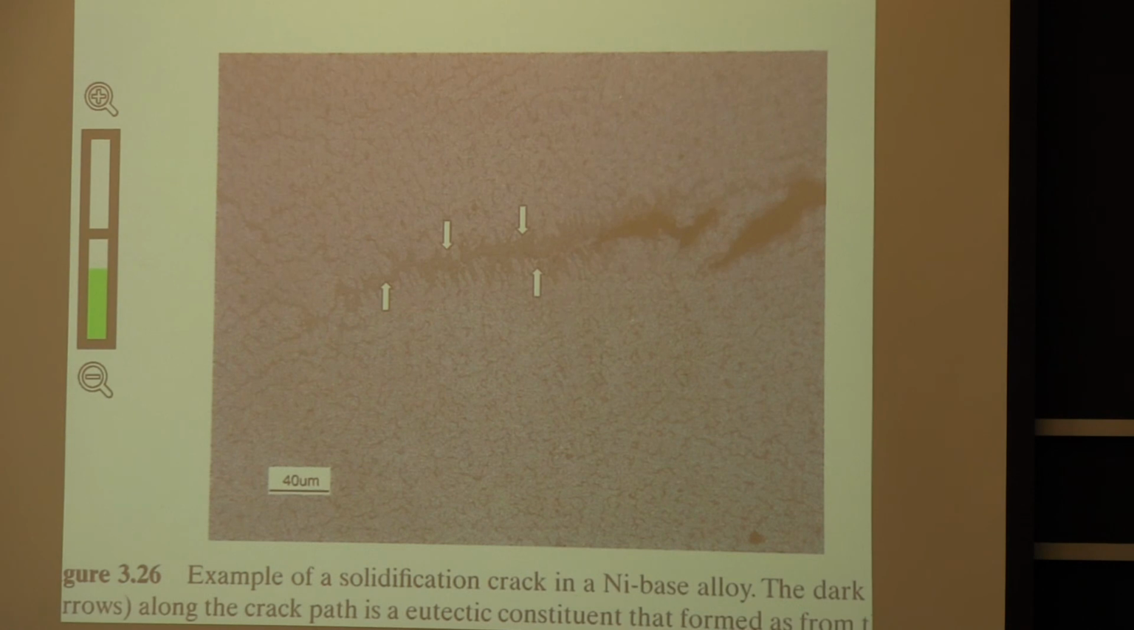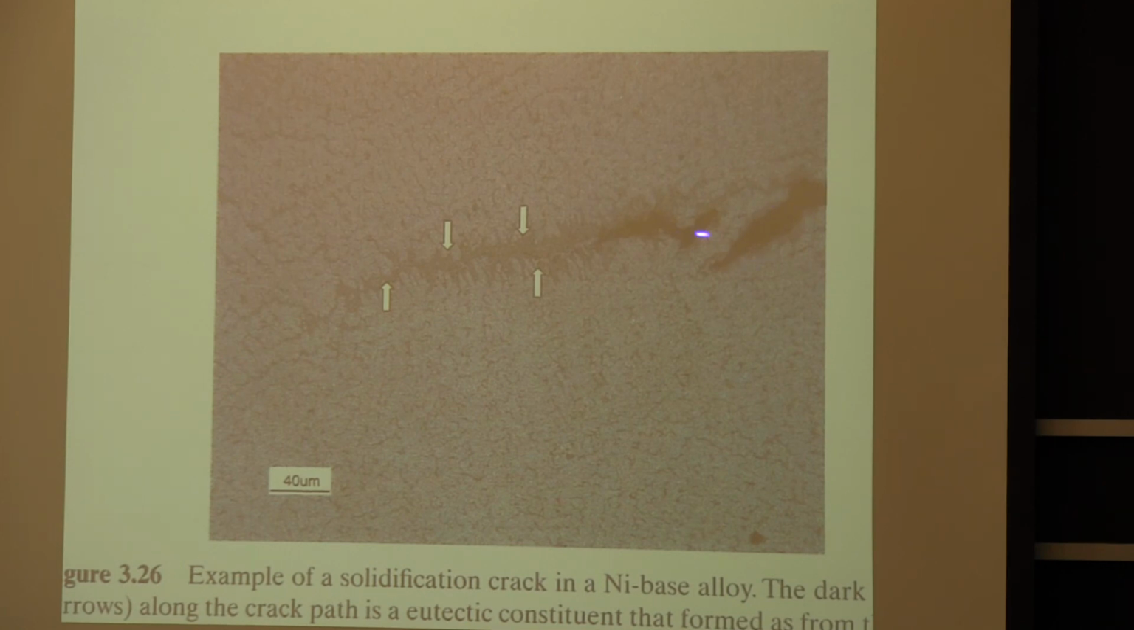This is a solidification crack in a nickel-based alloy. The really dark stuff here is where the crack still exists. The gray stuff here is where it pulled apart as it was solidifying, but there was enough liquid material left to fill up the crack. That's called crack healing in a solidification crack, this region right here, and then you're left with some actual cracks at the end of the crack.